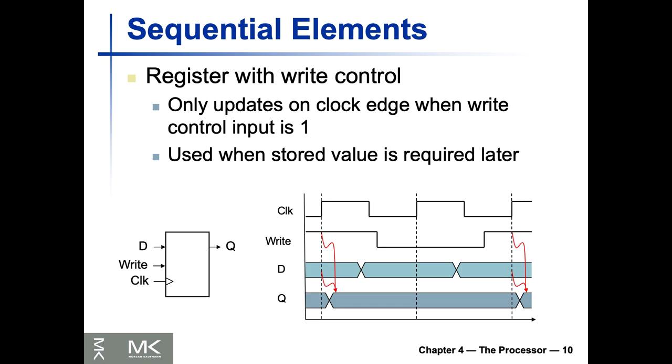So that was the read one, right? In the case of write, excluding the clock, D and output, you have another input, write, and the convention for write is that it only updates on the clock edge when the write control input is 1. So, as long as this is 1, you are able to write, okay?